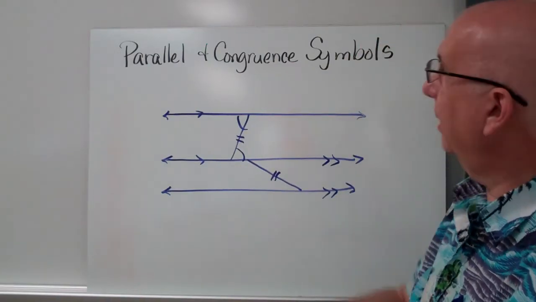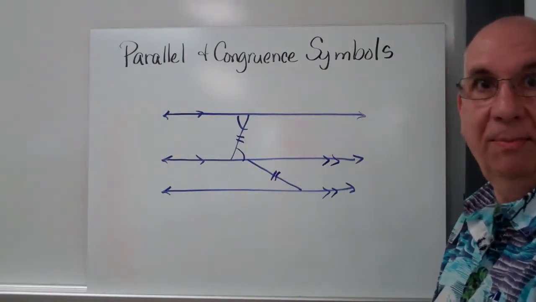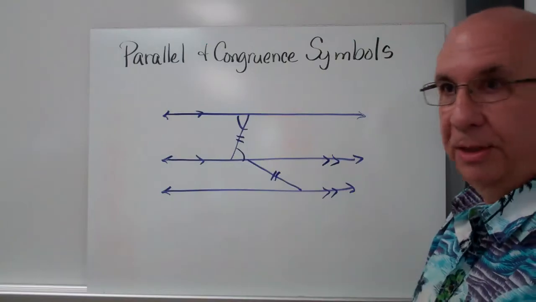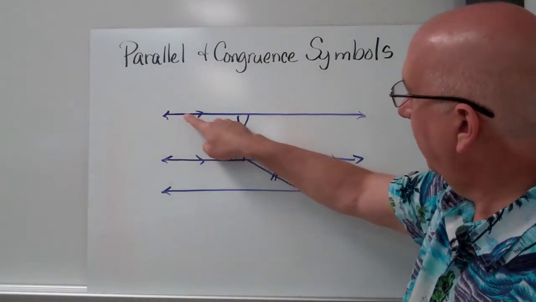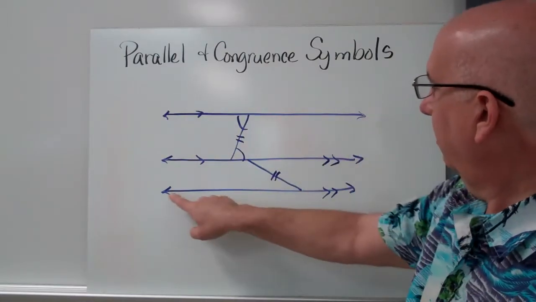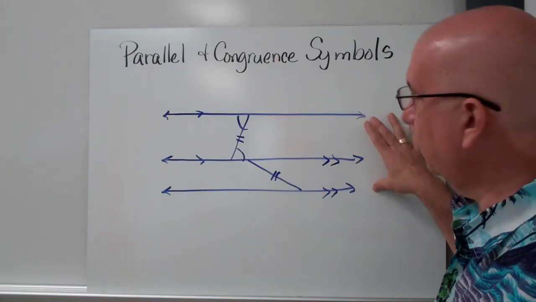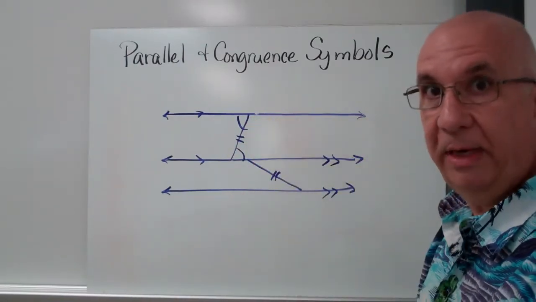The lesson today is about parallel and congruence symbols and what they mean. The first thing that we've got today is a set of three, as we learned in the last lesson, three lines, because they have arrows at the end of each of them. So these are lines. These are line segments because they have endpoints.